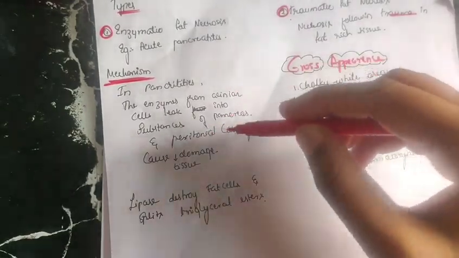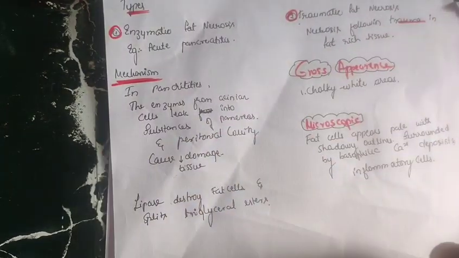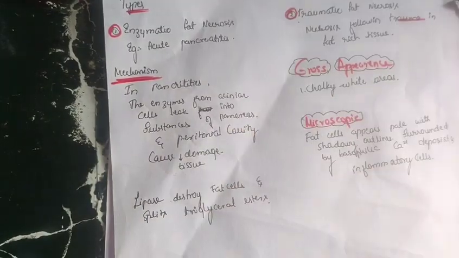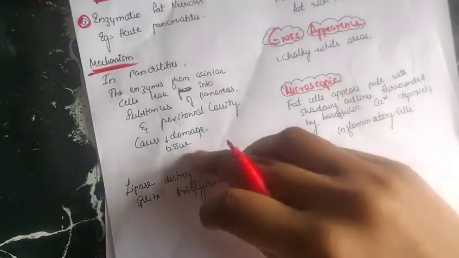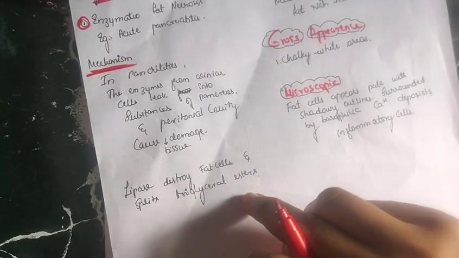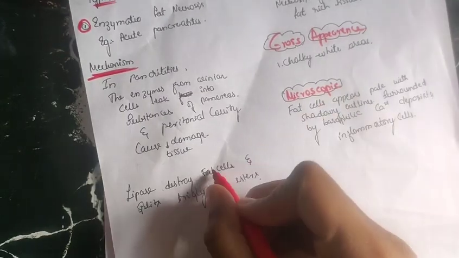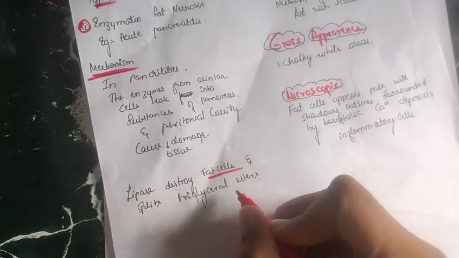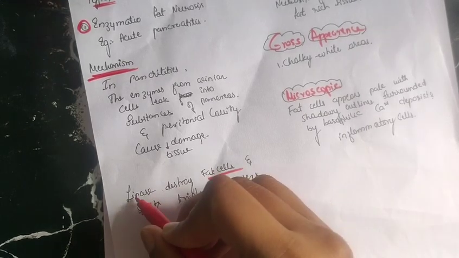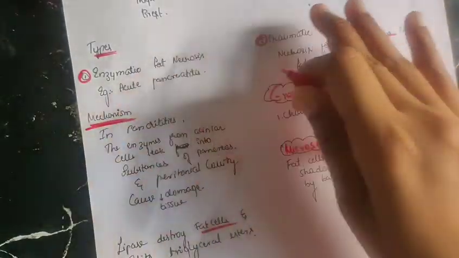The enzymes leaked out from the acinar cells will cause damage to the substance of the pancreas and the peritoneal cavity. This is known as enzymatic fat necrosis. The lipase destroys the fat cells and splits triglyceride esters, because these lipids are destroyed by lipase. This is about the types of fat necrosis.